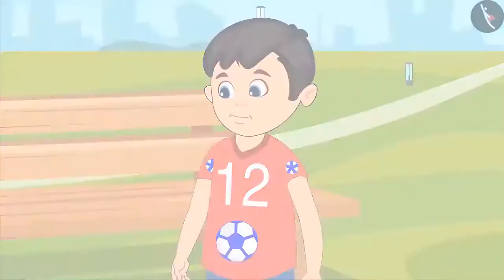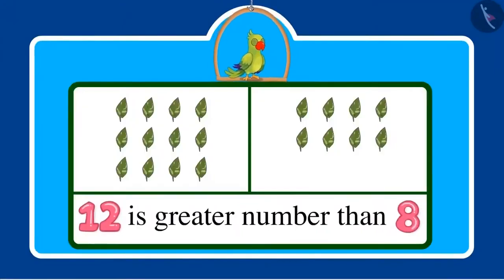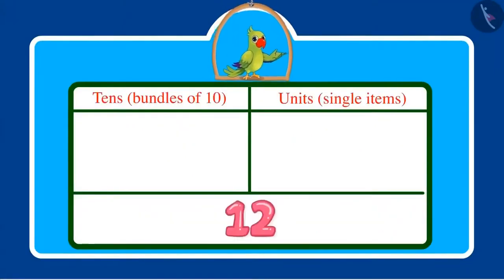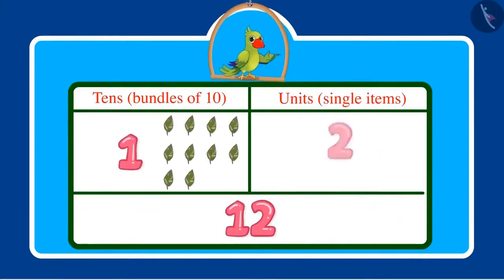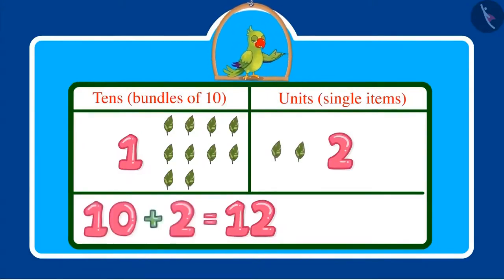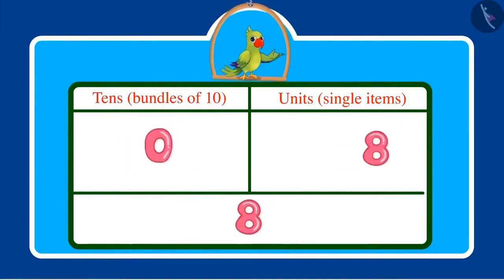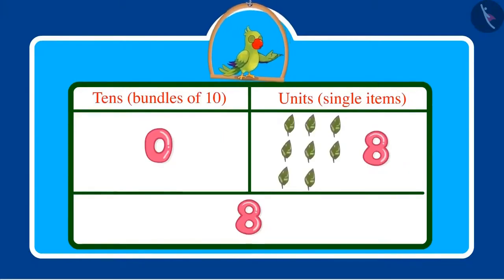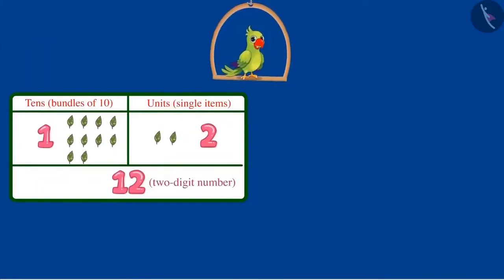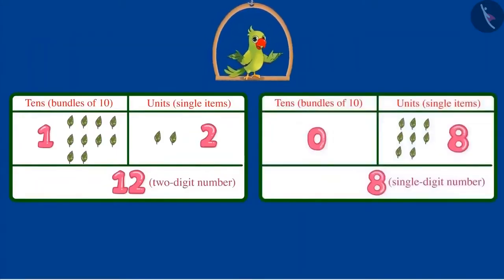Let's play now. So, children, you saw that 12 is a greater number than 8 because 12 has a 10, which means 10 items like 10 leaves, and 2 units meaning 2 single items like 2 leaves. So total is 10 and 2, 12 leaves. And 8 has 0 tens and 8 units, which means 8 single items such as 8 leaves. Therefore, 2-digit numbers such as 12 are greater than single-digit numbers such as 8.